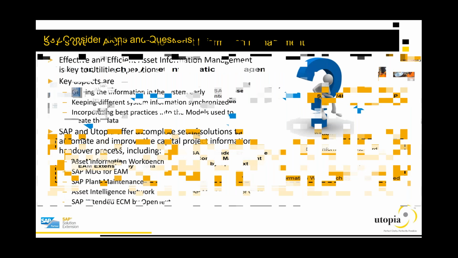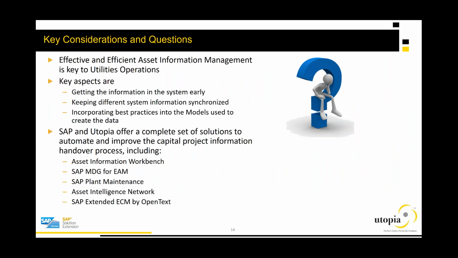So if we have a look at overall what we're doing, effective and efficient asset information management is key to utilities operations. We spend a lot of money building our infrastructure. We spend a lot of money maintaining our infrastructure. We get asked a lot of questions about how well you're spending the money that you've been given on maintaining these. By putting this information into the system, by using a standard set of models, by making sure that you've got maintenance plans that are common across the same types of equipment, you're able to answer the questions that often get asked by regulators and by customers as well, who are looking for availability, reliability from our networks.